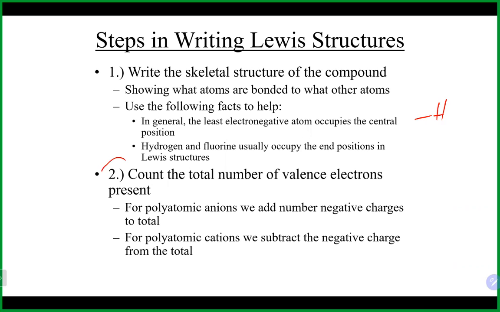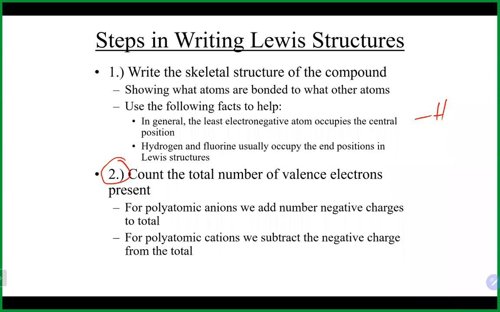Probably the most important thing that you do after that, or around the same time, is count up the total number of valence electrons in the picture that you need to draw. Now, if you're drawing something that has a charge, that's an ion, you do need to take the charge into account. If something has a negative charge, it means it has gained electrons. So you need to add that to your total, otherwise you're going to be off. And if something has a positive charge, you need to subtract that from your total number of electrons.